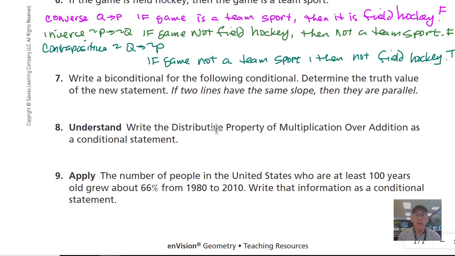Okay, write a biconditional for the following conditional. Determine the truth value of the new statement. If two lines have the same slope, then they are parallel. So we would say two lines have the same slope if and only if they are parallel.